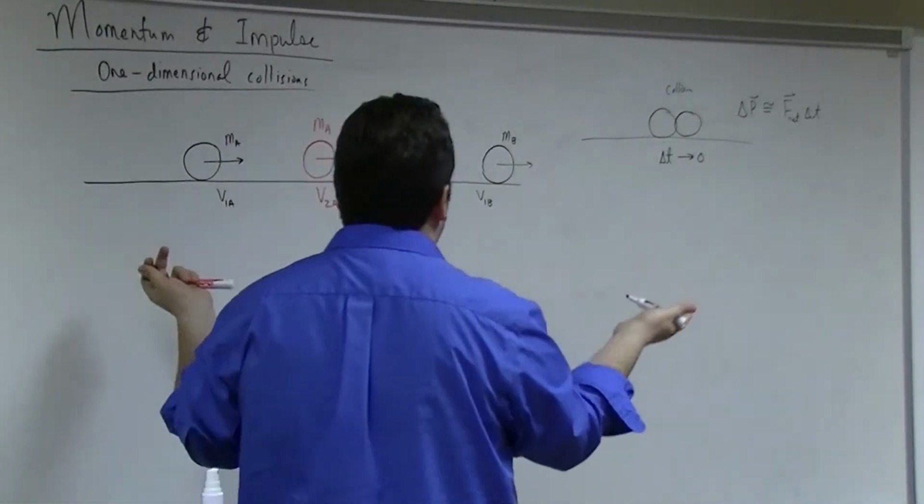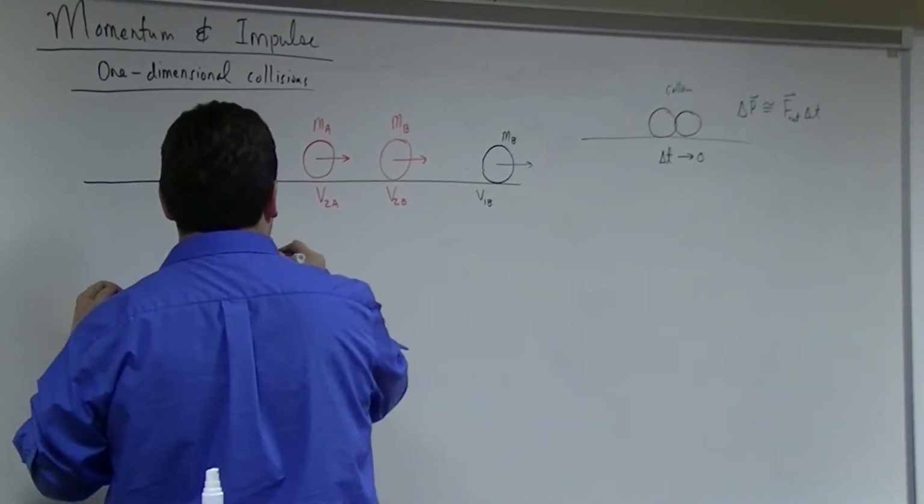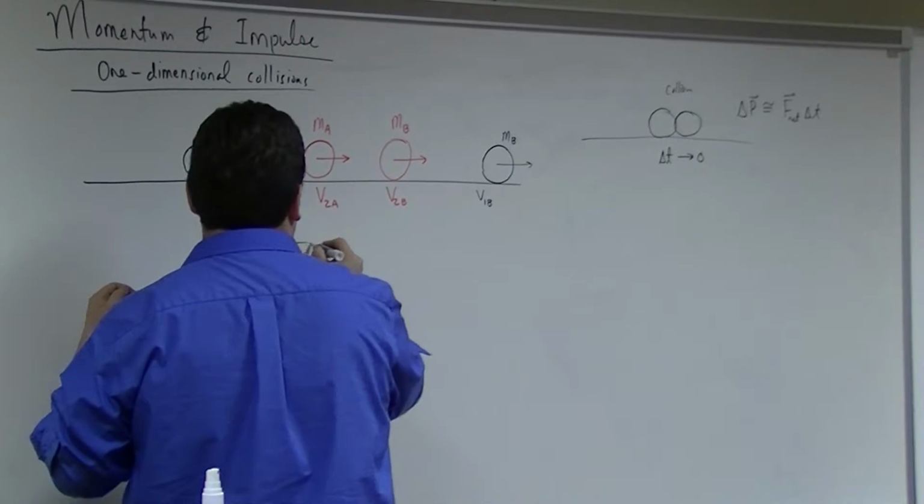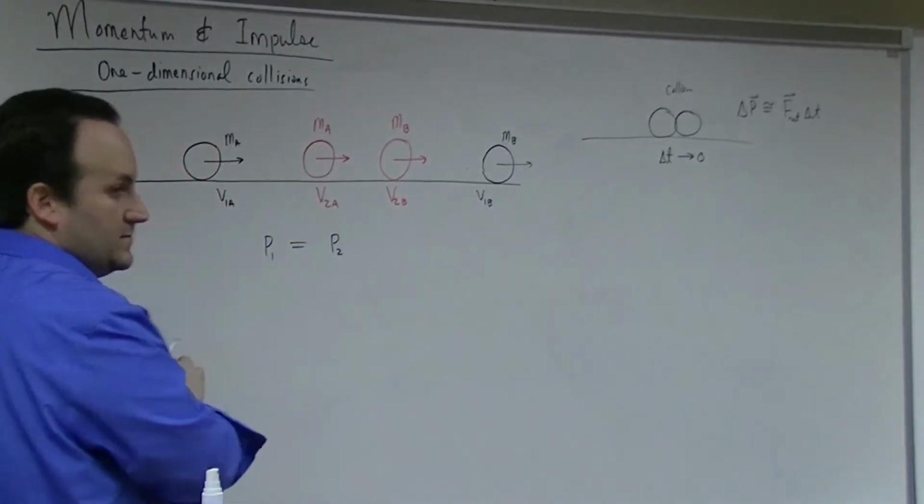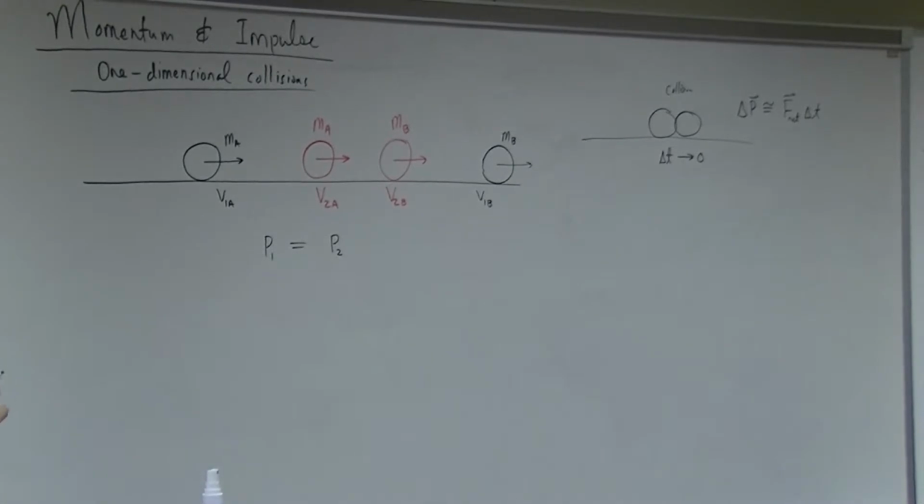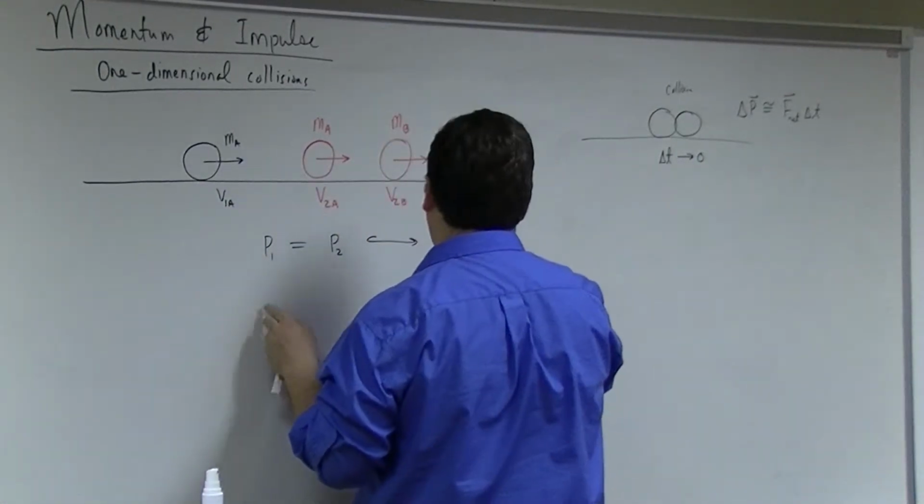So how do you write momentum conservation for this collision? Well, we have the momentum at time 1 is equal to the momentum at time 2. That's it. I don't need vectors because I'm in the one-dimensional case, right? I could just use right for positive, left for negative. And in view of those conventions, momentum conservation just looks like this.